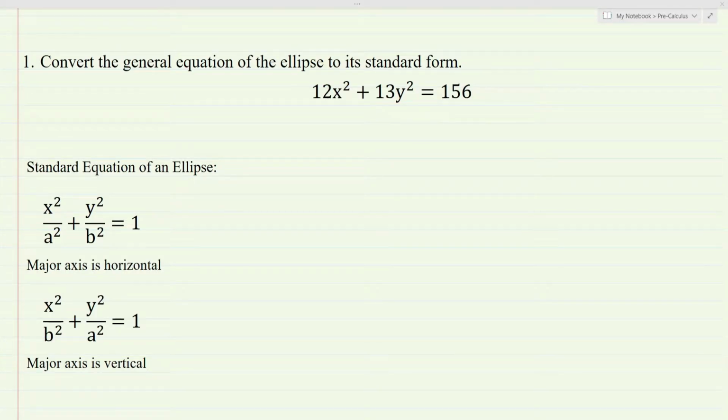Hi guys, so today we will be answering a problem set on how to solve for the standard equation of the ellipse. But before we solve some problems, let's go over the different standard equations of the ellipse.